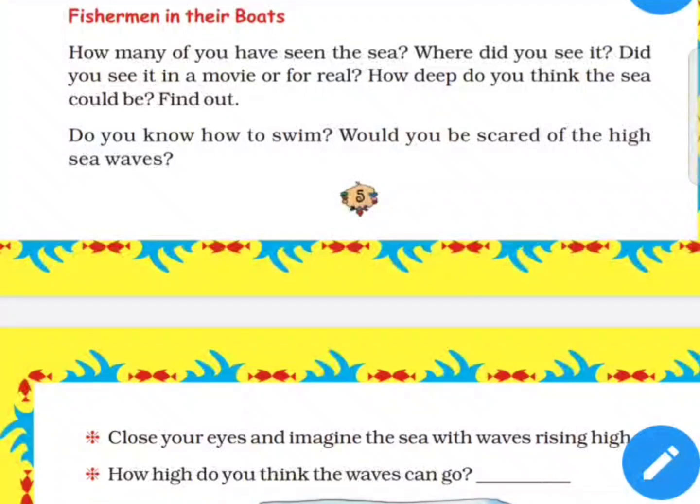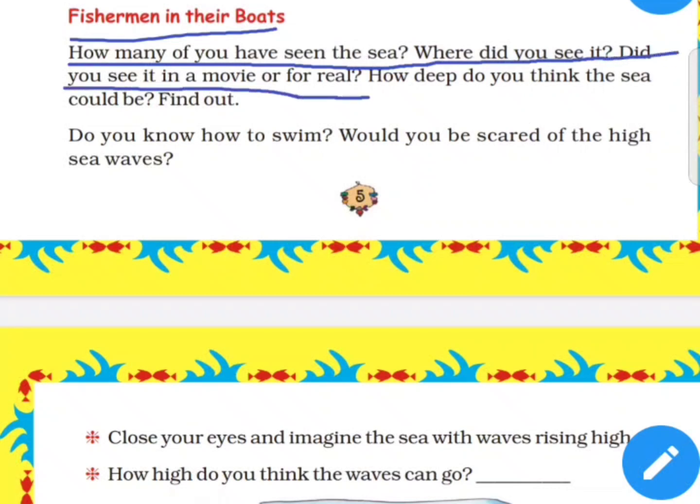Next topic. This topic is in your NCERT page number 5. Fishermen in their boats. So what is the meaning of fisherman? Yes, a fisherman is a person who catches fish for a living. So here are some questions. How many of you have seen the sea? Where did you see it? Did you see it in a movie or for real? How deep do you think the sea could be?